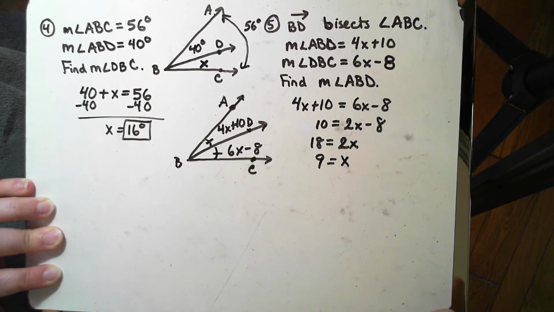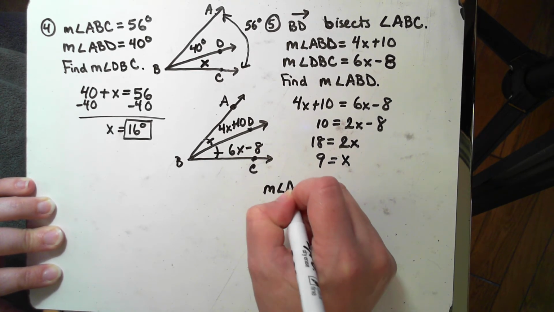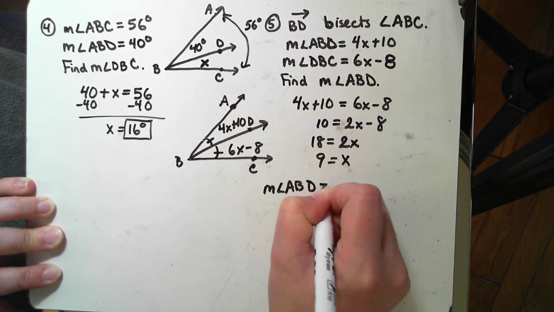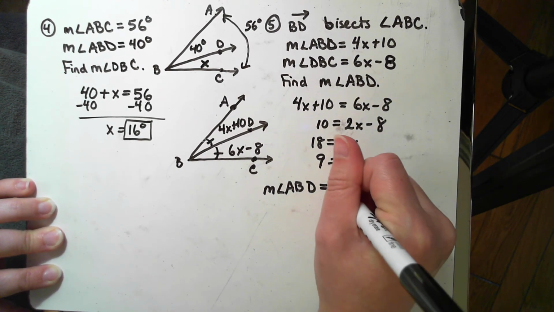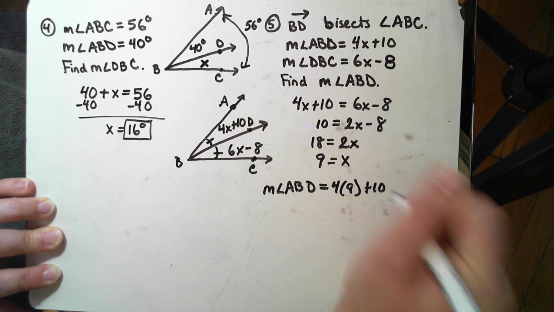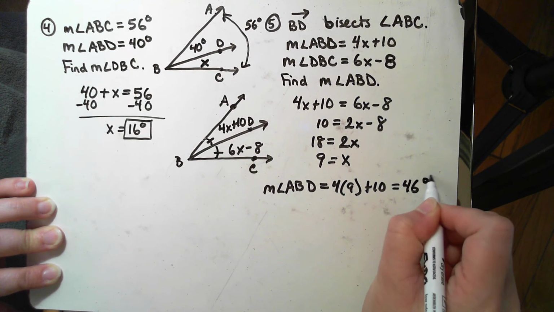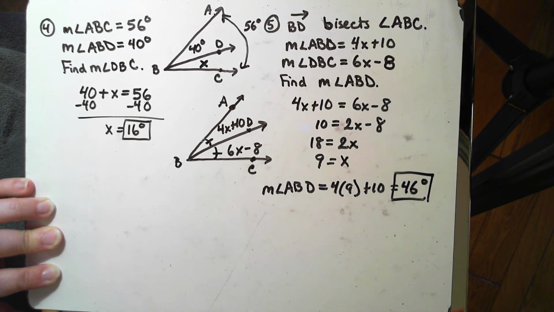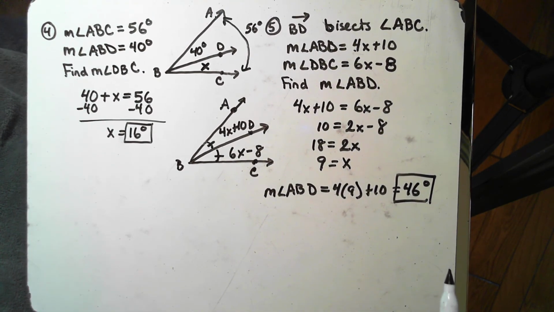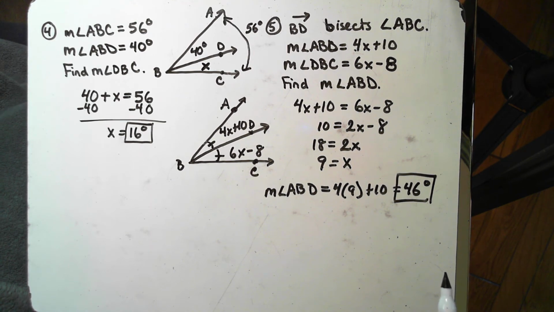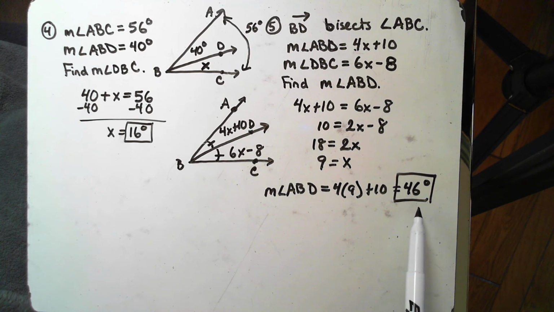Now that I know that x is 9, I can find out my other measurements. So the measure of angle ABD is 4 times 9 plus 10. 4 times 9 is 36, plus 10 is 46. So ABD is 46 degrees, and that's what they wanted. So I don't have to bother putting it in the other measurements. I could if I wanted to check my answer, because remember, these are supposed to be equal. So I could do 6 times 9 minus 8 and make sure I still get 46, which I do.